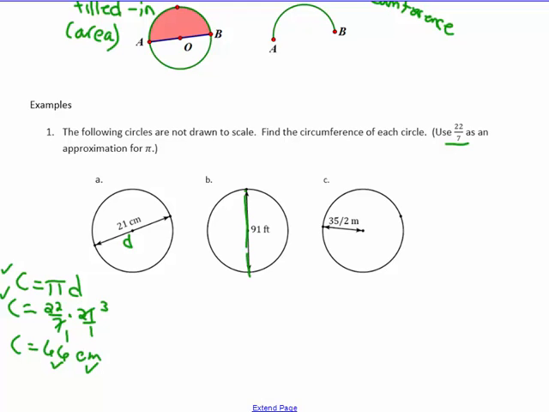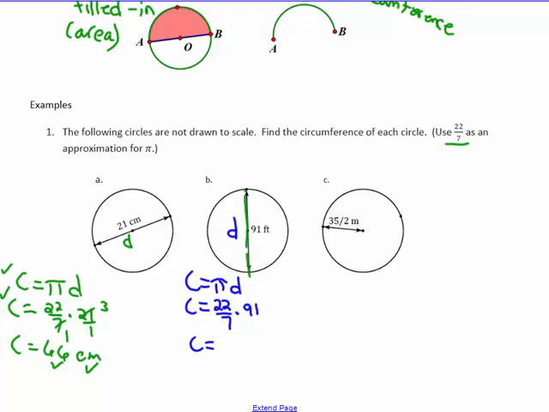All right, let's try it for letter B. Here, again, we start with our formula, C equals pi D. This is your D. We know what pi is, we're looking for C. So now we're going to substitute in what we know: 22/7 times 91. This one's a little bit more challenging, so I'm going to put it on my calculator.